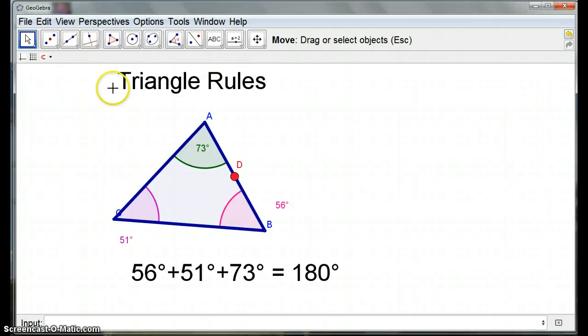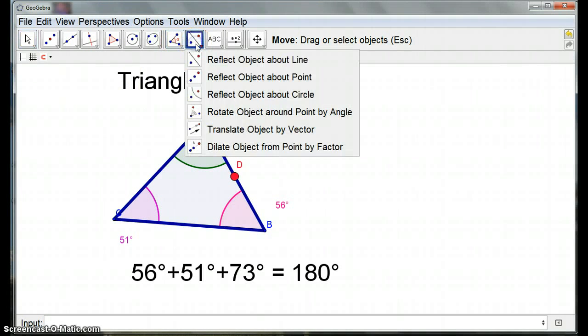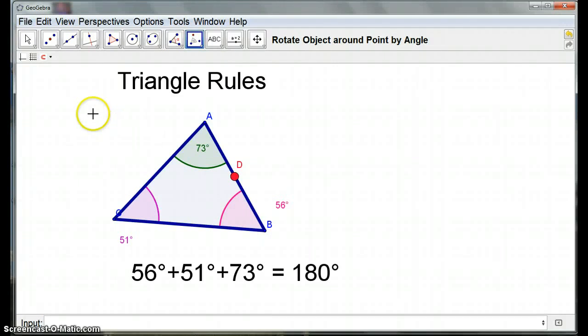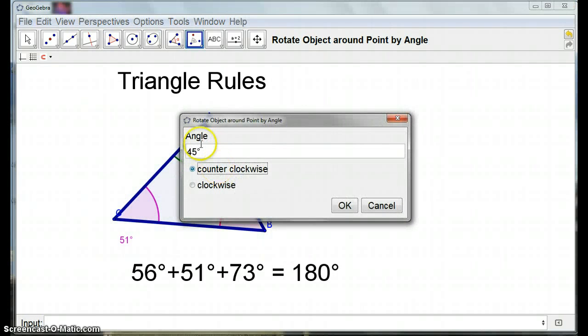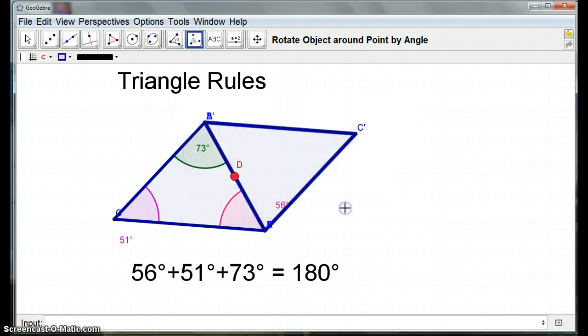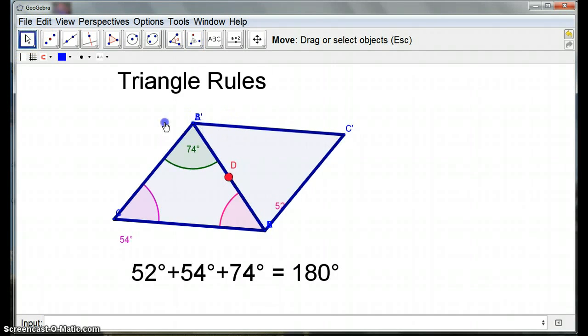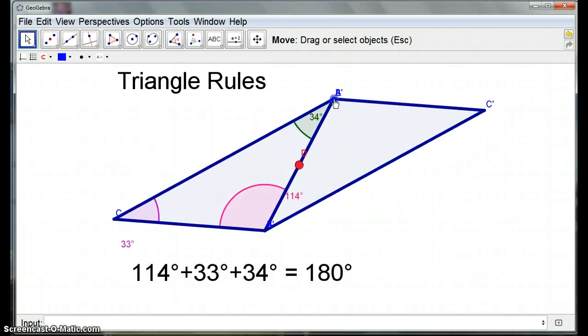Now I'm going to do a rotation. Rotate object around a point by an angle. So I need to grab that and my point. And I'm going to do it 180 degrees. That's a straight line. There we go. Okay. Now what have I got? Oops. There we go. What's happening now?